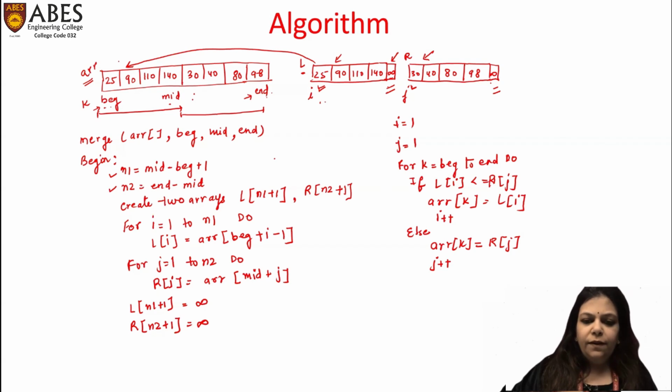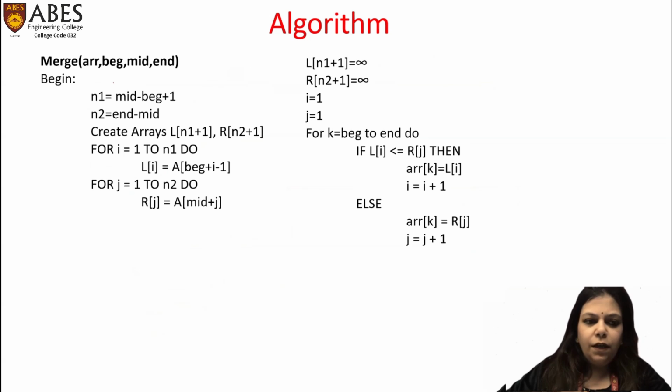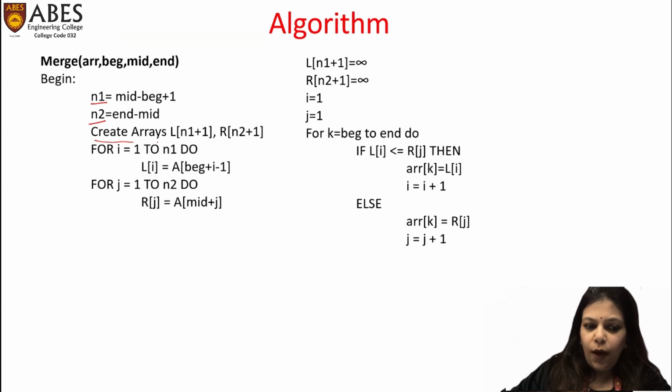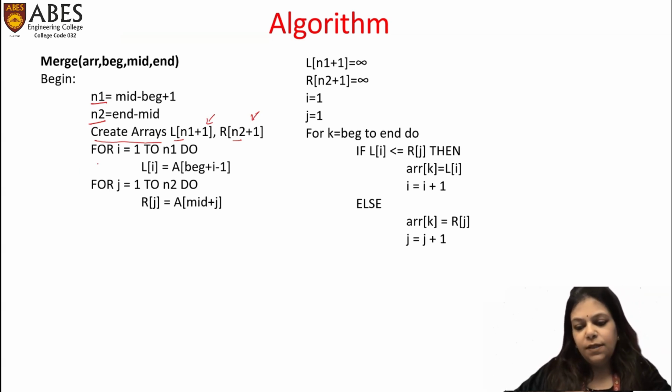Let us now quickly revise the merging process. In the merging process, we have taken two variables, n1 and n2, where n1 is the size of the left array and n2 is the size of the right array. With the help of n1 and n2, we have created two arrays L and R, and this plus 1 is taken to store infinity.